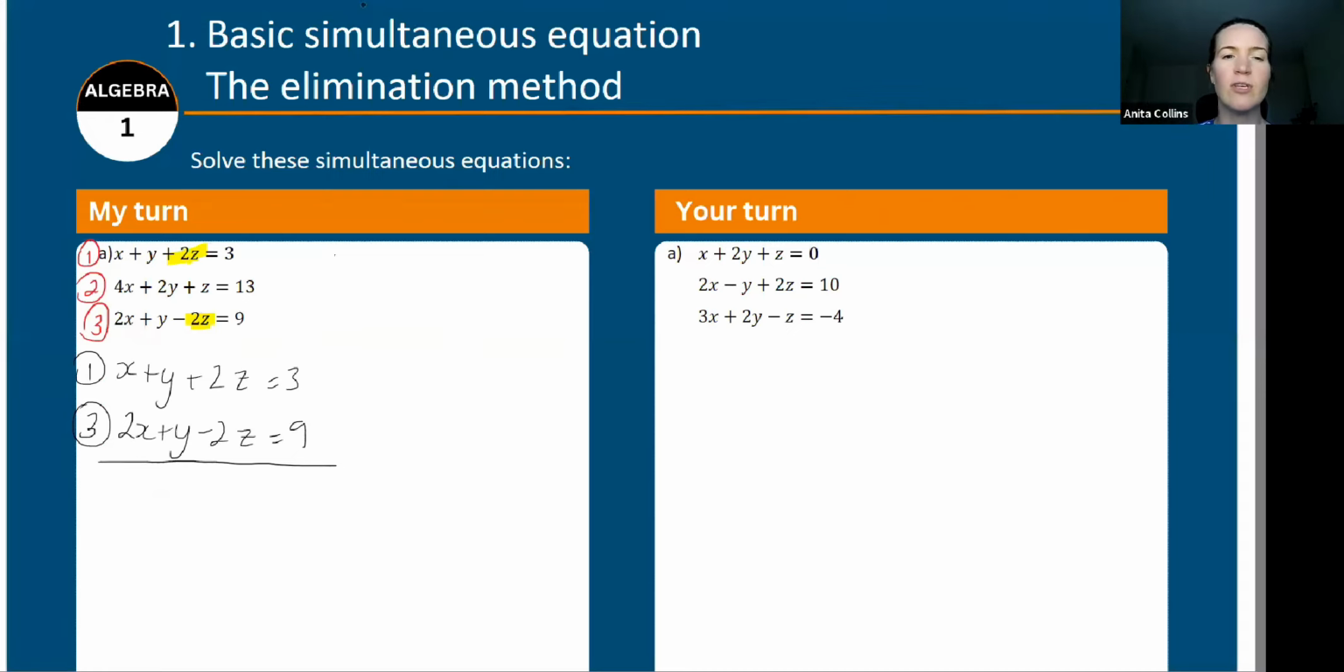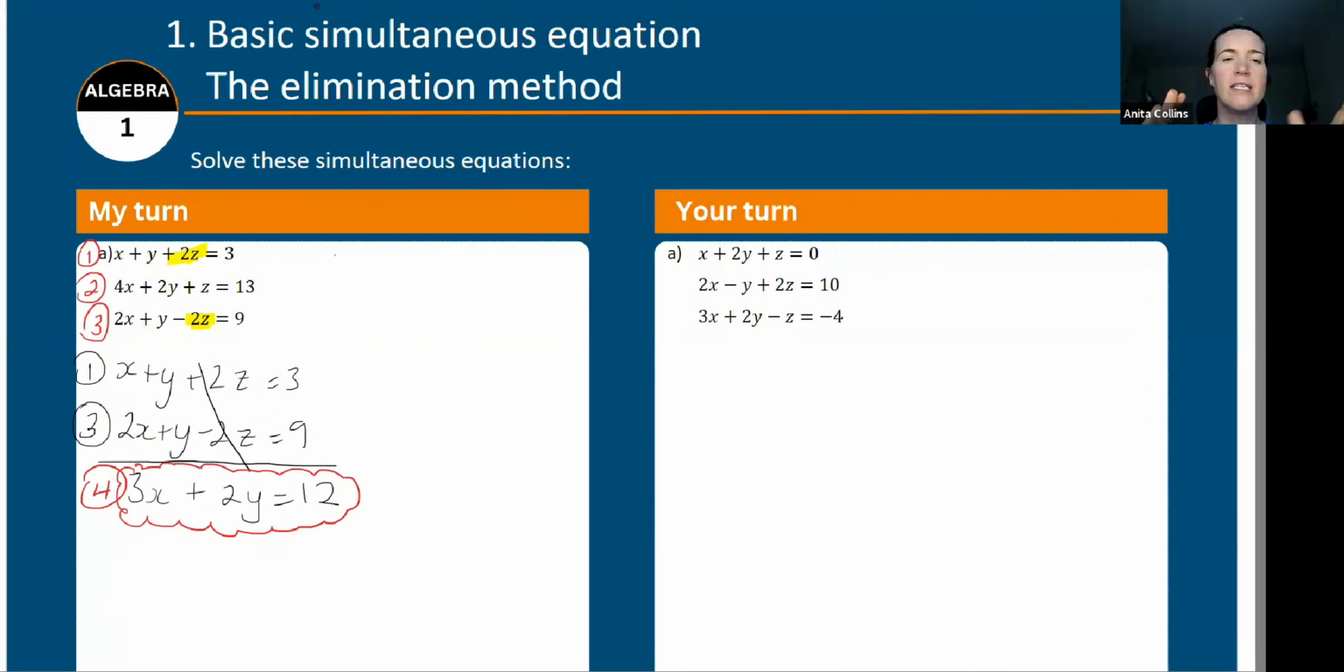We can add these straight away. As long as the variables have the same coefficient, that number in front of them, and the signs are different, then we're good to go. So let's add them. 2z minus 2z goes away, they cancel. x plus 2x is 3x, y plus y is 2y, 3 plus 9 is 12. I'm going to label that equation 4 because we've got to keep track of everything. And I'm going to put a little cloud around it because I think I'm going to be coming back to that in a little while.